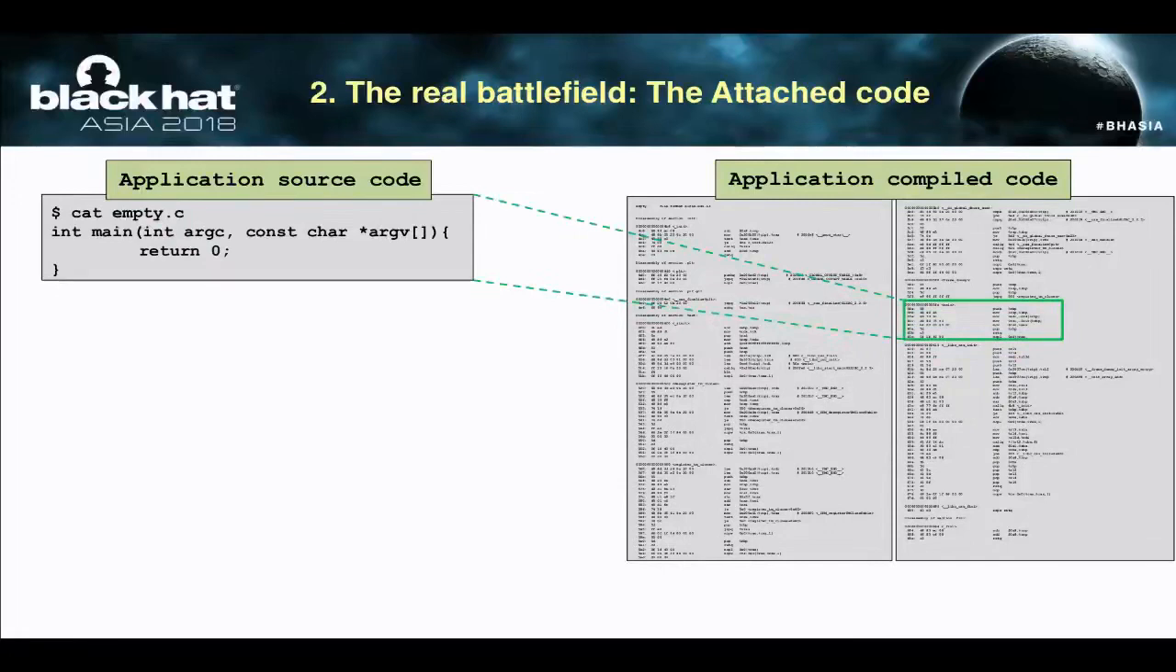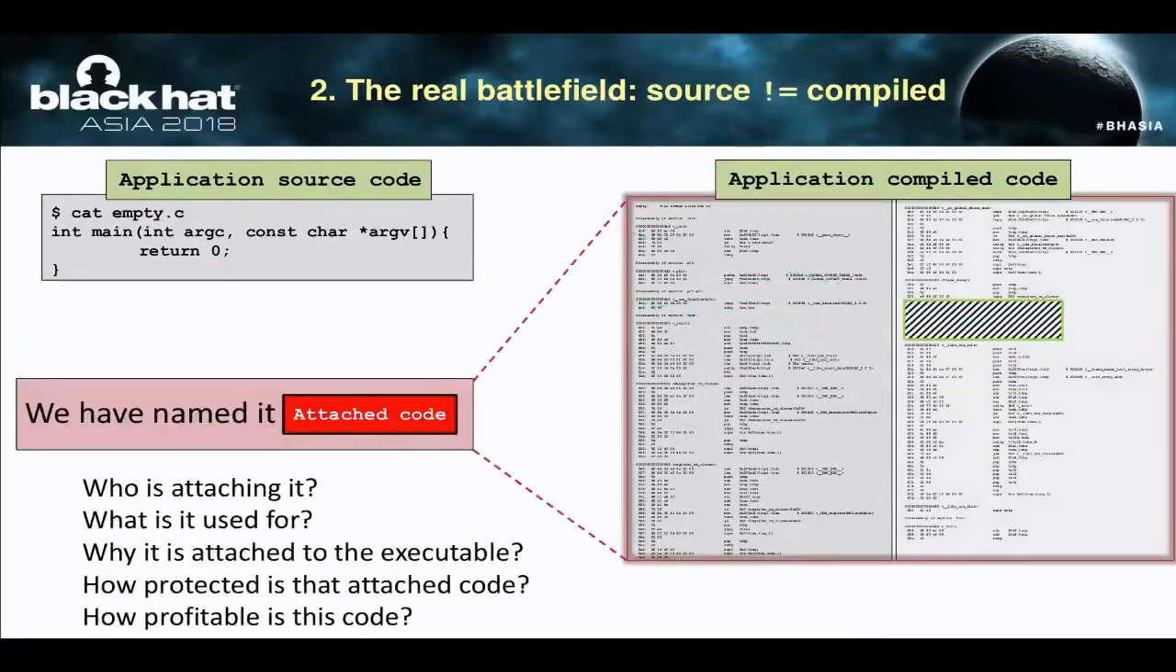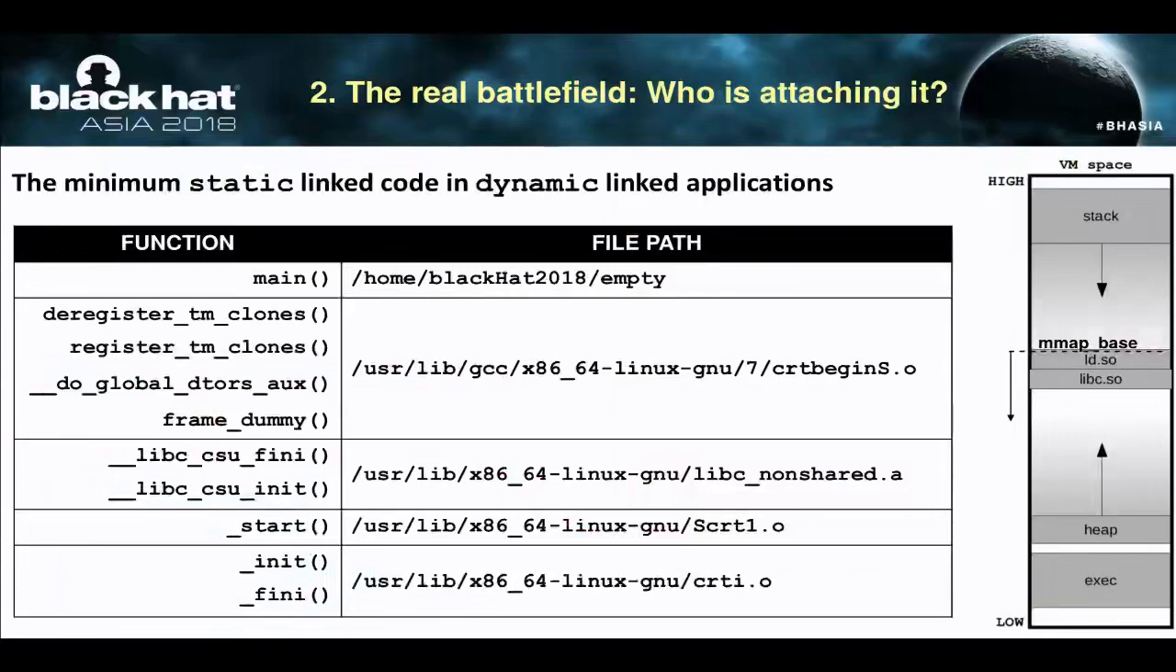So let's put a name to that. We have named this attached code. For us, everything apart from what the user can control, what the compiler can protect or touch, will be attached code. But who is attaching it? What is it used for? So we start to ask questions. How protected is this code? Let's quickly answer these questions.